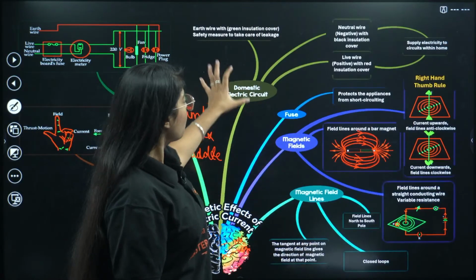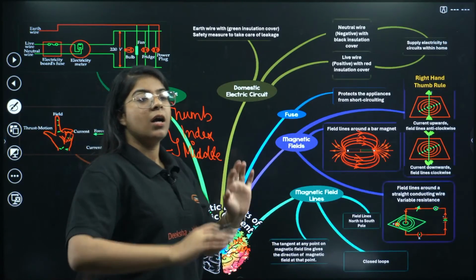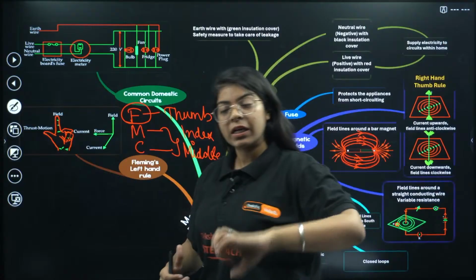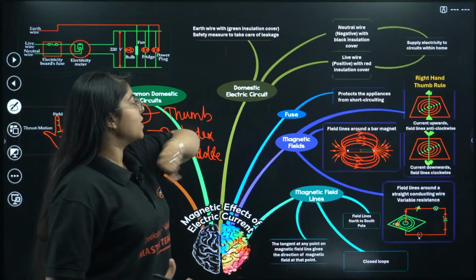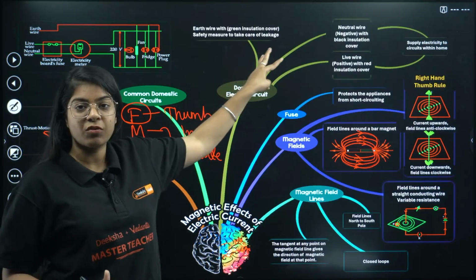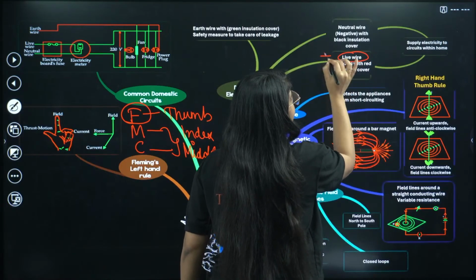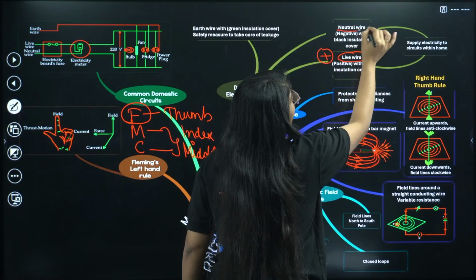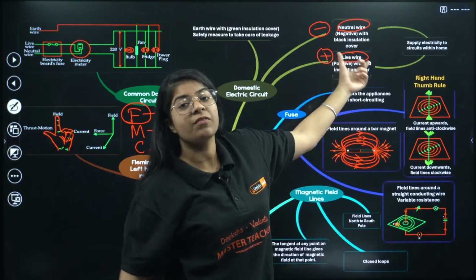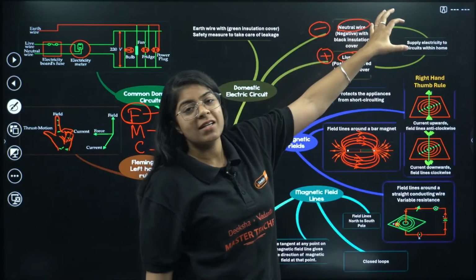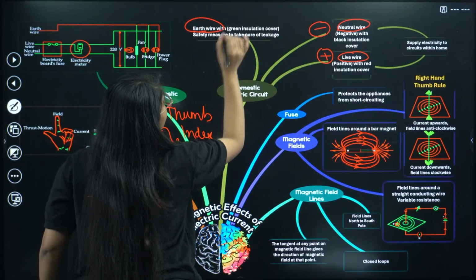Correct? Now moving on, we will study the magnetic field around a current carrying loop, around a straight wire, around a solenoid, everything. Moving to the domestic electrical circuit, we have three types of wires: a live wire which is positive, a neutral wire which is negative, and this live wire is of red color, this neutral wire is of black color, and we have one earth wire which is of green color.